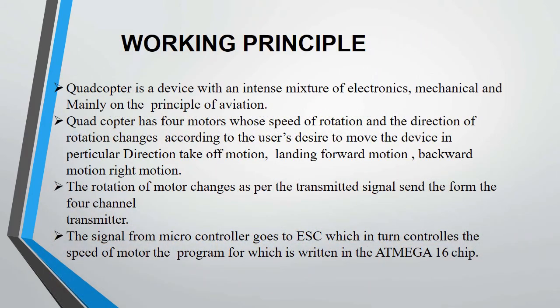Now, what is the working principle? A quadcopter is a device with an intense mixture of electronics, mechanical, and mainly the principle of aviation. A quadcopter has 4 motors, already explained before, whose speed of rotation and direction of rotation change according to the user's desire, to move the device in a particular direction: takeoff motion, landing, forward motion, backward motion, right motion.